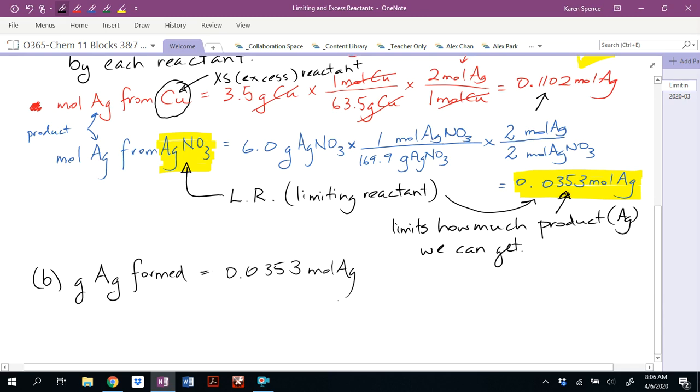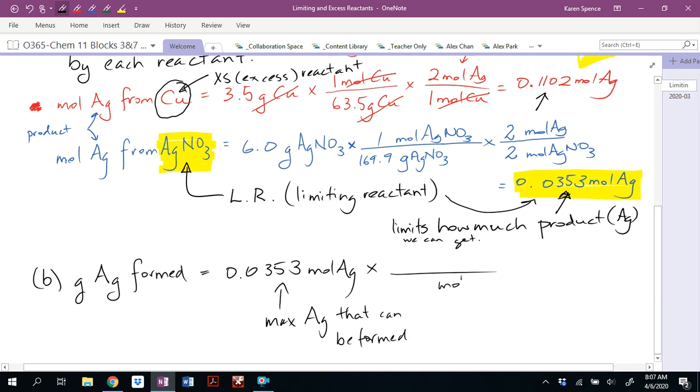moles of silver. So this is the maximum amount of silver that can be formed in terms of moles. And in order to find the grams, we just convert it into grams like we've been doing forever, okay? So we got our moles of silver on the bottom and our grams of silver on the top. And that is going to be 107.9 grams of silver per 1 mole of silver. And we get 12 grams of silver can be formed.